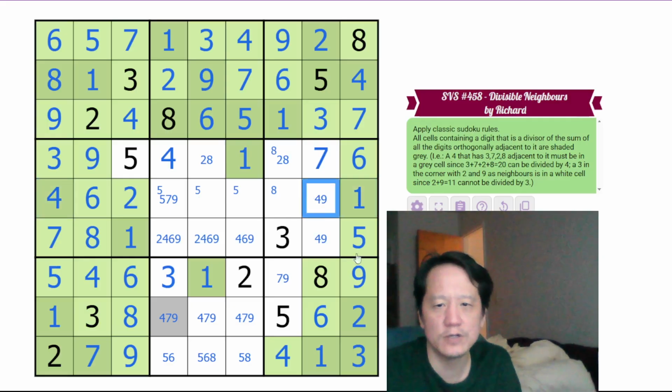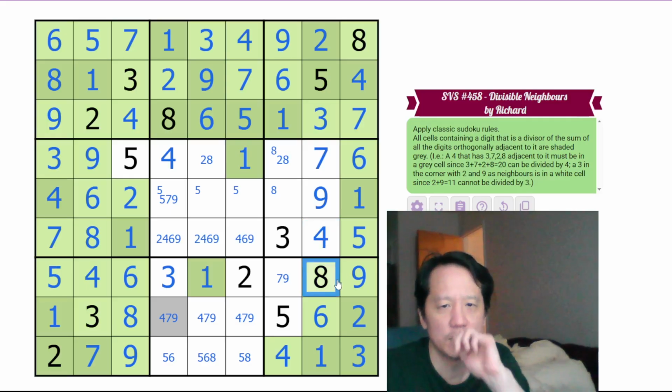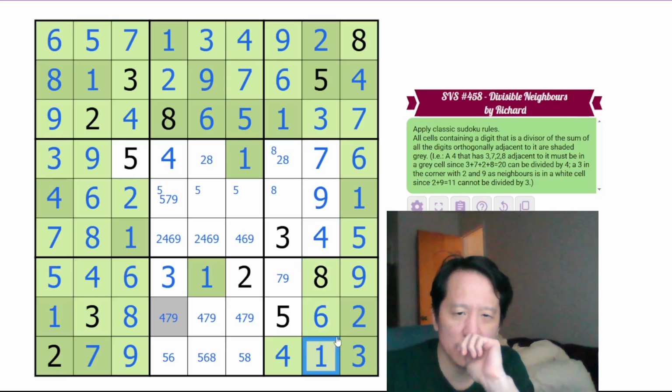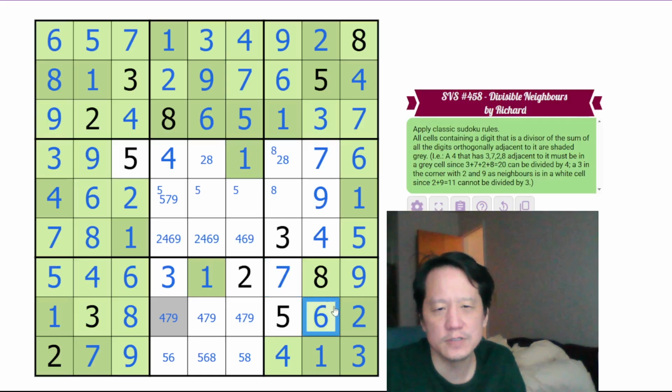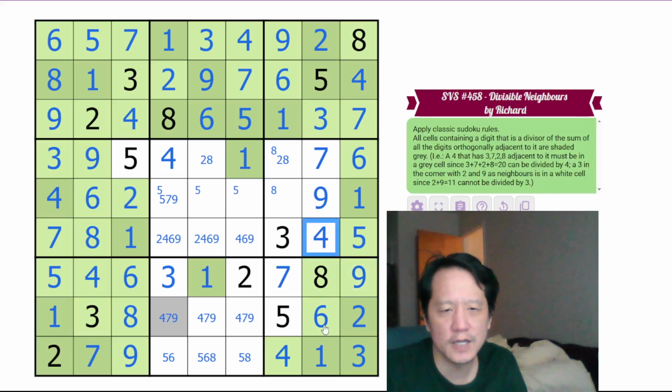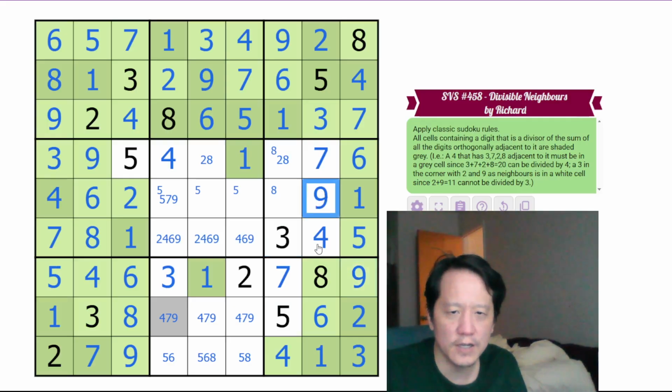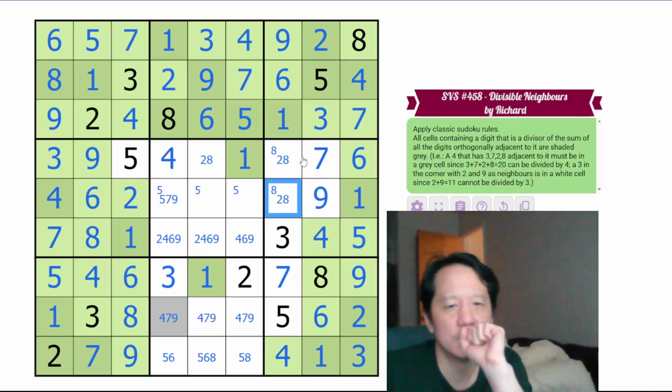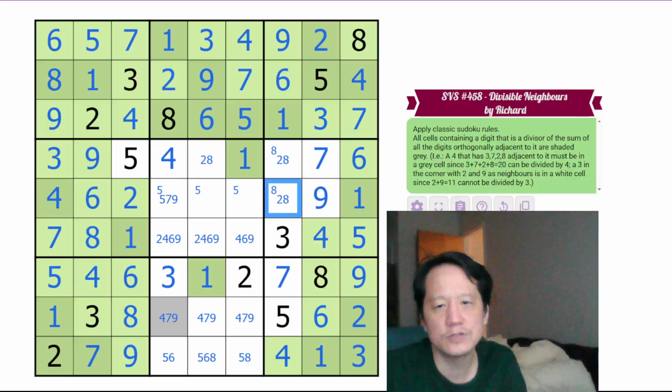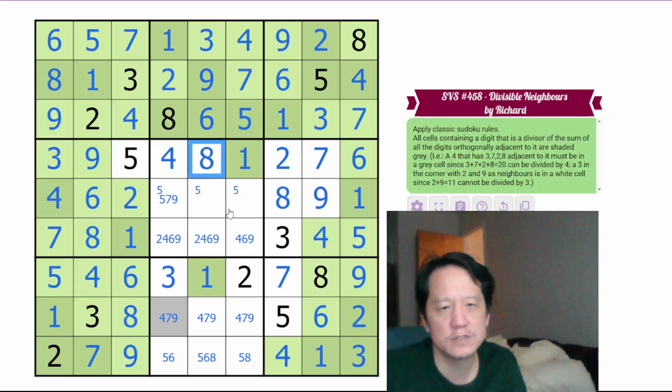4 eliminates 4 here, so this is 9, which makes this 4. 9 eliminates 9 here, so it's 7. So again, 16 plus 10 is 26, which 8 does not divide evenly into. 3, 9 is 12, plus 8 is 20, plus 5 is 25, which 4 does not divide evenly into. This is 2, 8 as a pair. This 2 eliminates 2 here, so that's 8, which makes this 2, which makes this 8.